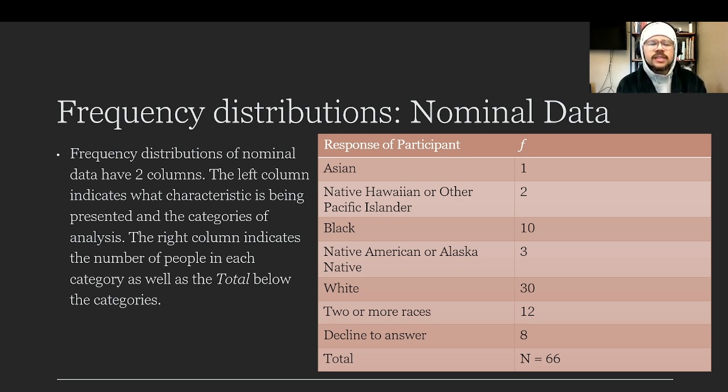So I say this because decline to answer is often a category that we want to include as a matter of helping people retain a sense of comfortability when they're participating in our surveys. So keep that in mind.